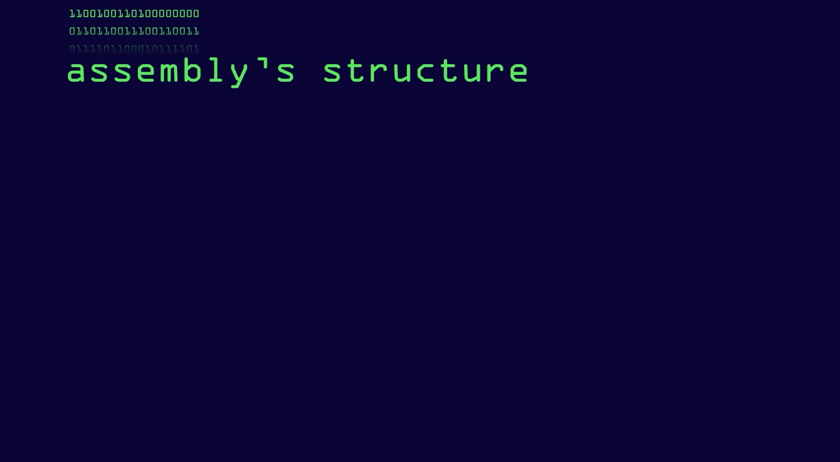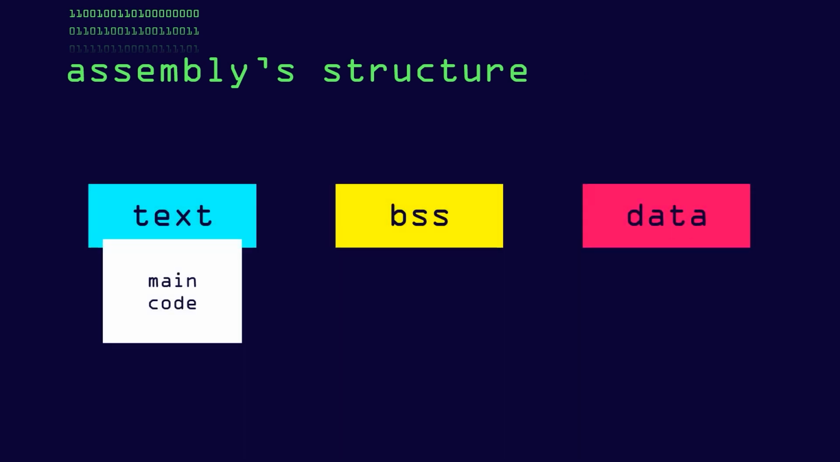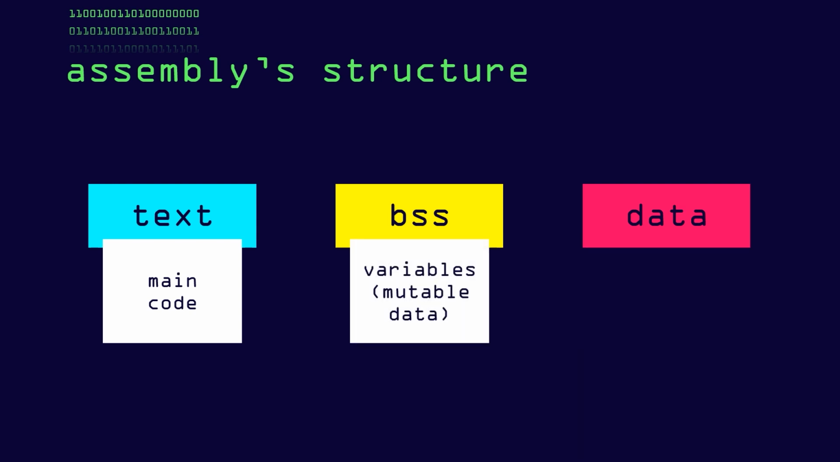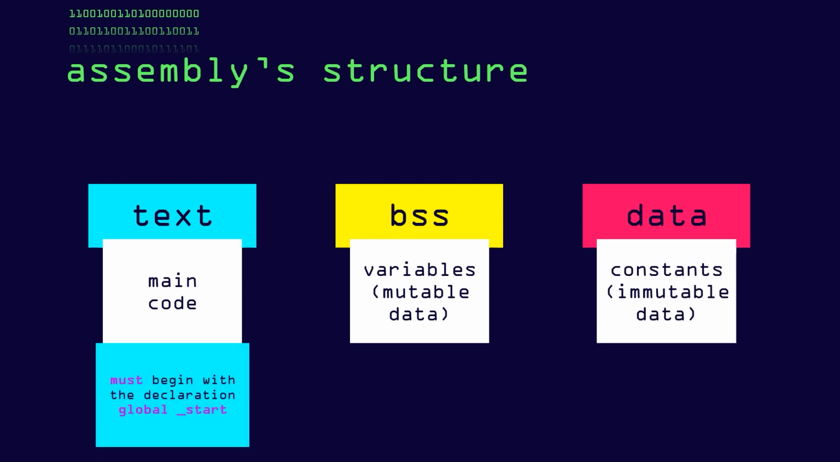For the assembly structure, we have three main sections: text, BSS, and data. Text is the main code, whatever you want to accomplish with assembly. BSS stands for block starting symbol, and it will hold all the variables, whatever is mutable in your code, and the data will hold whatever is immutable in your code. Important to say that for the text section, you must have a declaration called global _start because that statement will tell you where your program actually begins.